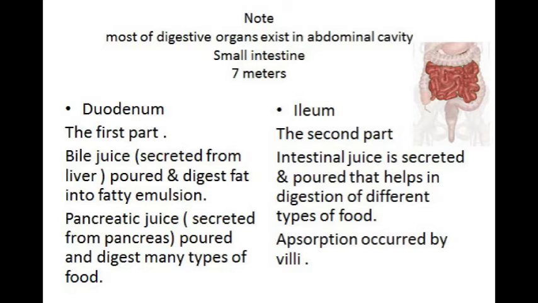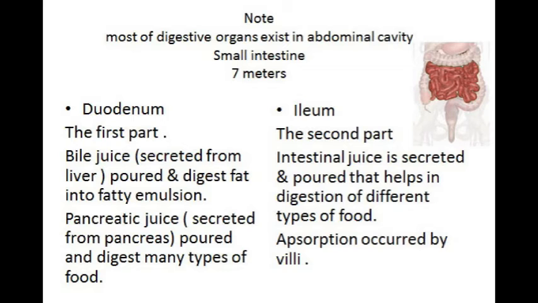Duodenum is the first part, and inside the duodenum bile juice is poured. So we must talk about bile juice. Bile juice is secreted from the liver, and it has a great function: to digest fat into fatty emulsion. This is bile juice, and it's poured inside the duodenum, a part of the small intestine.